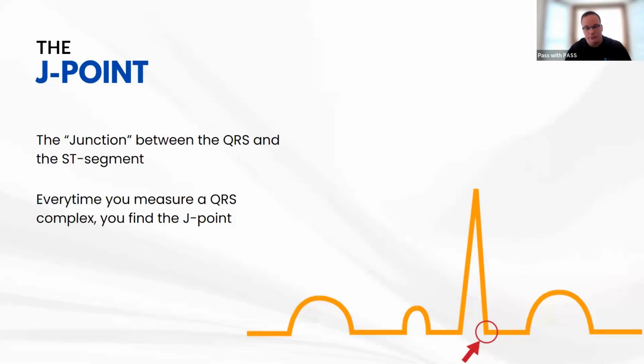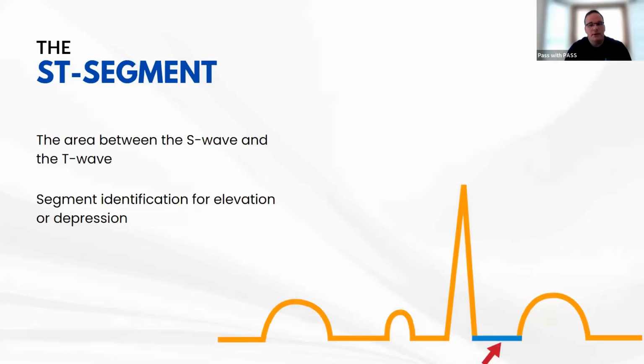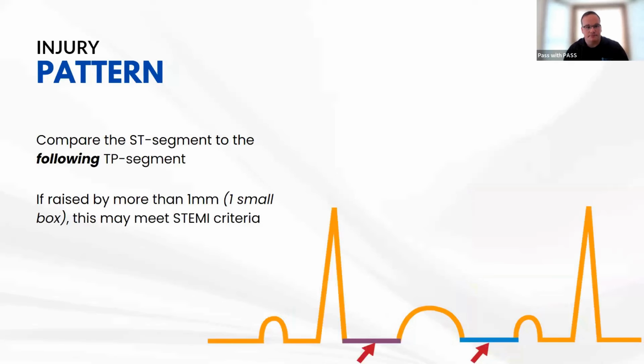on each of those lead groupings to identify where our ST segment is so that we can compare it for ST segment elevation or ST segment depression. The ST segment is the area between the S wave and the T wave. This is obviously where ST elevated myocardial infarction gets its name. So the J point is kind of the beginning point of that ST segment. And that ST segment is what we're going to be using to identify, is this patient having a STEMI or not, based on its height or depression compared to the following TP segment.